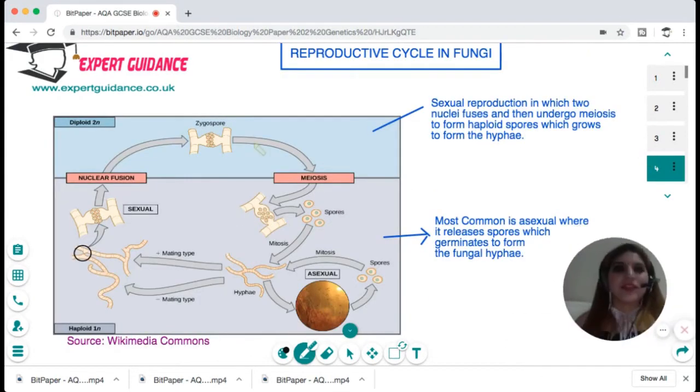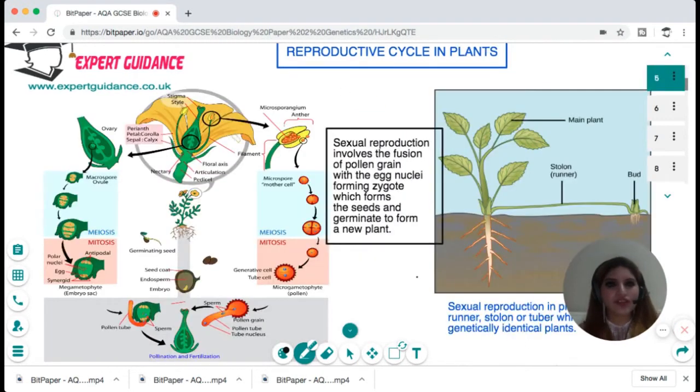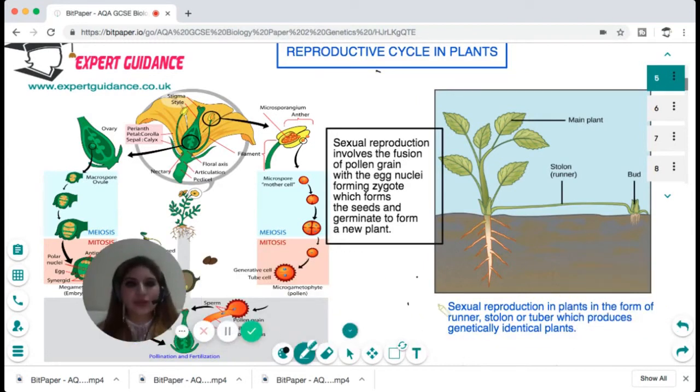Now, the reproductive cycle in fungi involves both sexual and asexual reproduction. Mostly it is asexual, where it releases spores, which germinate and form the fungal hyphae. On the other hand, in sexual reproduction, 2 nuclei fuse to form one nucleus, and then it undergoes meiosis to form haploid spores, and then they germinate to form hyphae. So you should know what is sexual and asexual reproduction in fungi. In plants, it involves asexual reproduction. So asexual reproduction is in the form of runners, stolons, tubers, which produce a genetically identical plant.